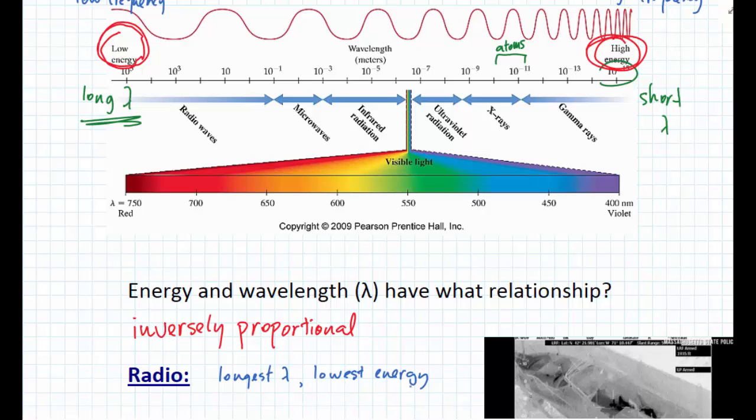The difference between AM and FM radio has to do with the difference in their wavelengths. AM is very long wavelengths and FM is shorter wavelengths. So that affects how they travel around obstacles. Really long wavelengths can go around buildings and trees and hills and stuff like that, but shorter wavelengths get blocked by obstacles.